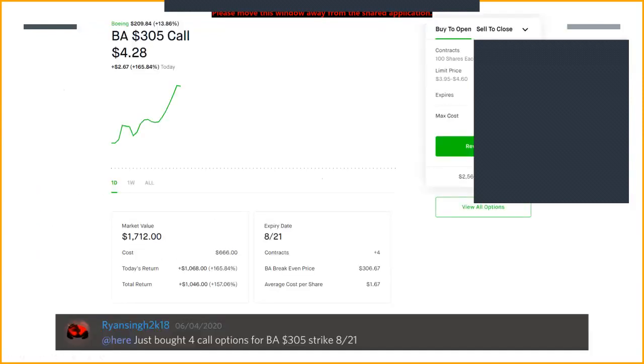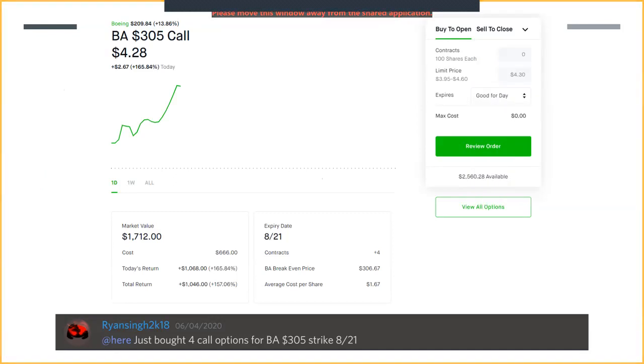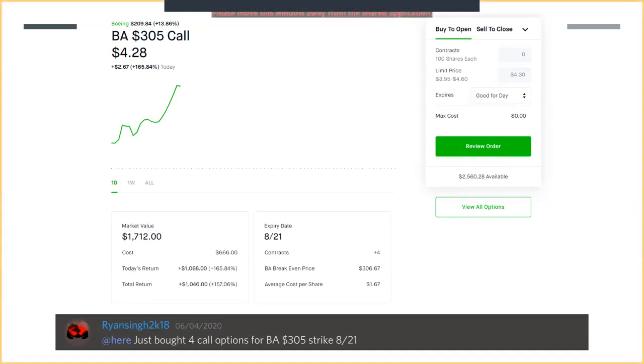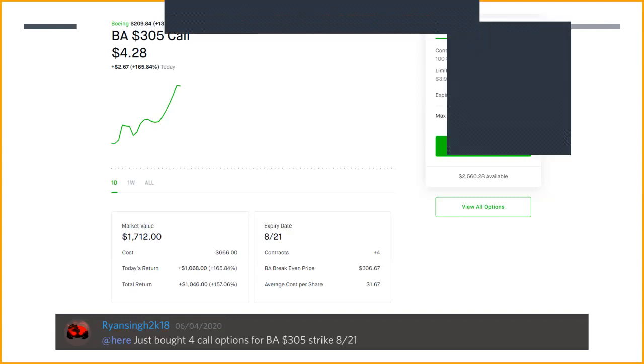Okay. So this is an example. I had a Boeing call this week. You see on 6/4 right here, I bought 4 call options for Boeing at 305 strike on August 21st. You can see that somebody here had a 165% return on that. So that means however many contracts they had, they almost doubled it. This happened for that call. This happened for other people as well. I personally had a 300% gain on it, so I tripled my portfolio there.